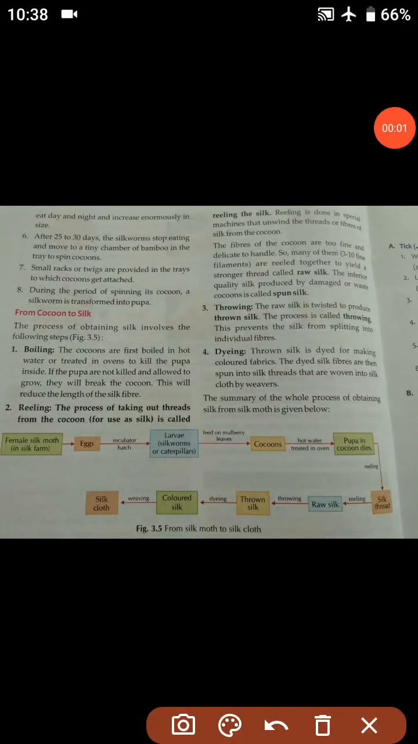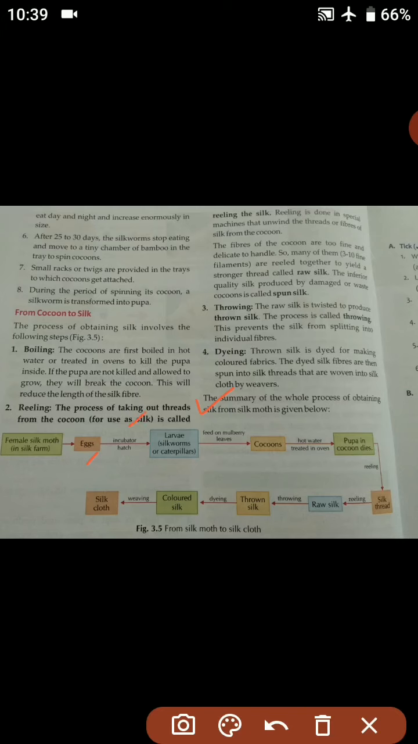So students, now we are going to understand the summary of the whole process of obtaining silk from the silk moth. So let's start. The whole process starts with the female silk moth in the silk farm. We all know that it is the female silk moth who will lay eggs. These eggs are incubated in an incubator in order to produce the larvae. In order to hatch the eggs, we have to warm them, so they are incubated in an incubator.